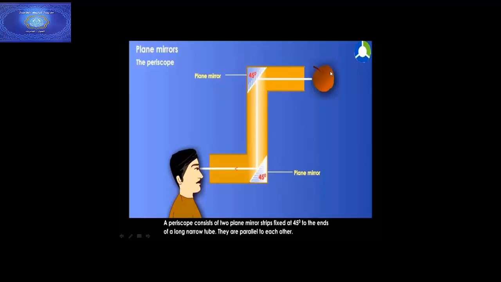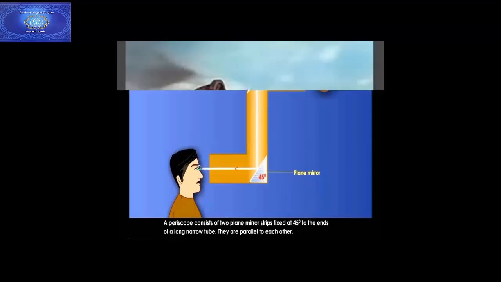apple. Then the light travels from the object, the apple here, to the top mirror. Then the light reflects off the top mirror to the bottom mirror in this direction, from up to down, from the top to the bottom mirror. Then the light reflects off the bottom mirror to the man's eyes. In this way he can see the objects.